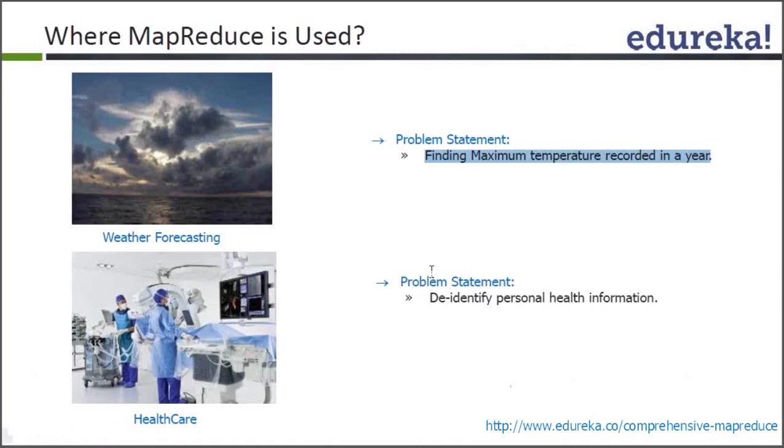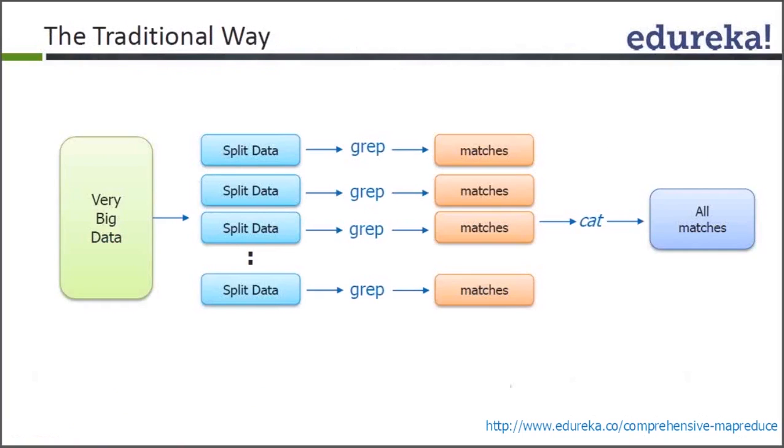If you talk about the healthcare domain, the problem statement would be, how do I remove the personal health information? Because every equipment would have some or the other personal information. So for analysis, I would want to de-identify or remove the personal health information. So these are some of the areas where MapReduce is going to be used.